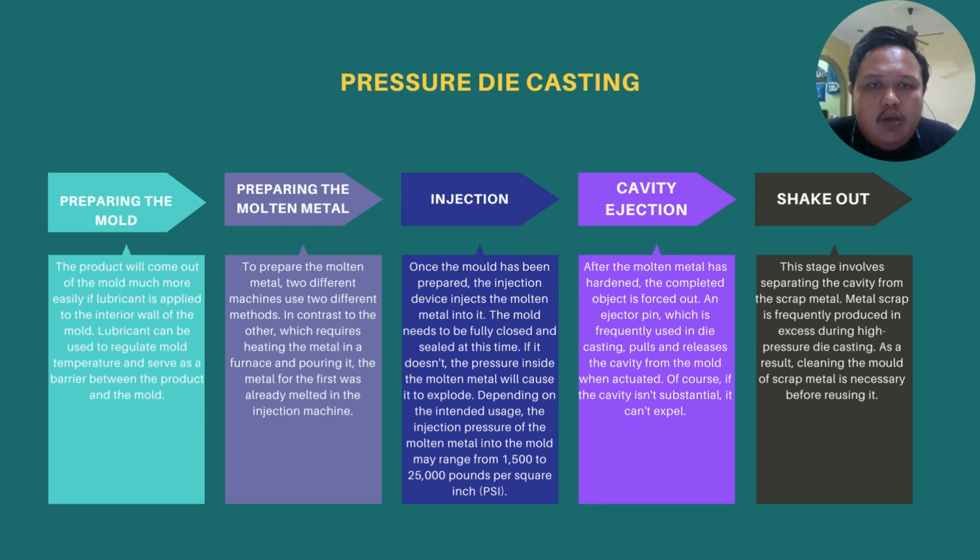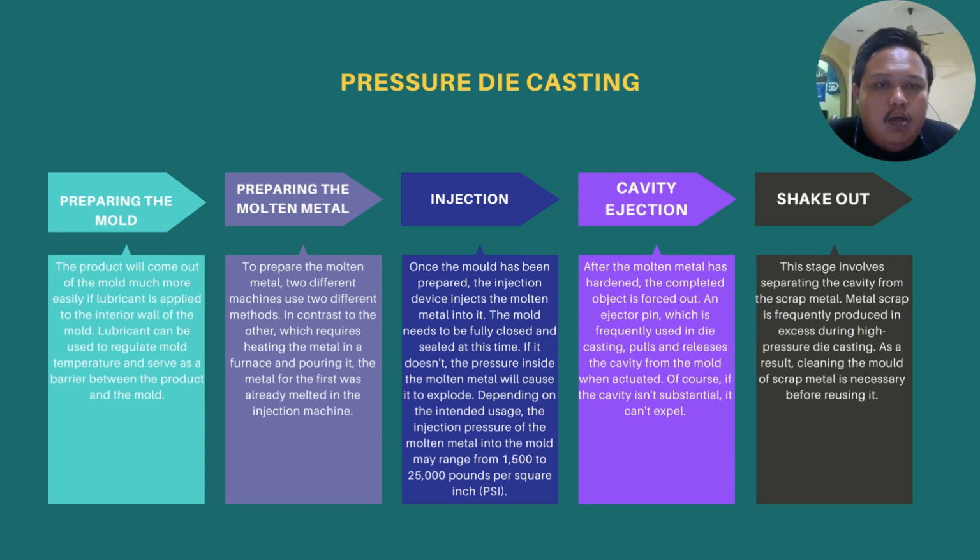per square inch. The fourth step is cavity ejection. After the molten metal has hardened, the completed object is forced out by an ejection pin, which is frequently used in die casting, to pull and release the cavity from the mold when actuated. Of course, if the cavity isn't substantial, it can expel.